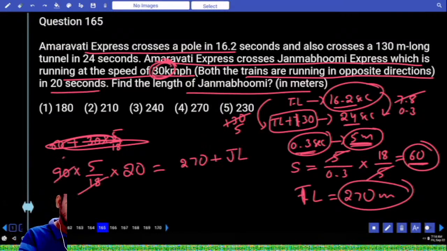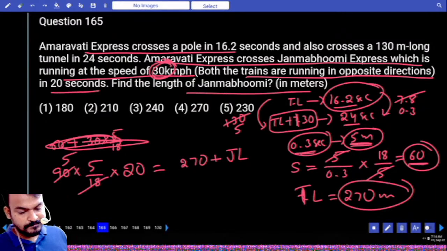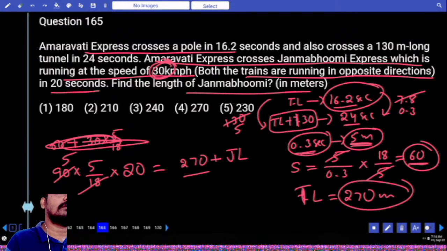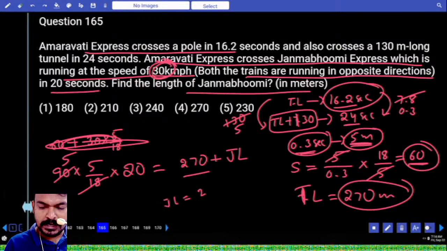18, how many times? 5 times. 25 is 100, into 5 means 500. Out of 500 we are subtracting 270. What is the remaining? 230. Then the Janambhoomi length is how much? 230.